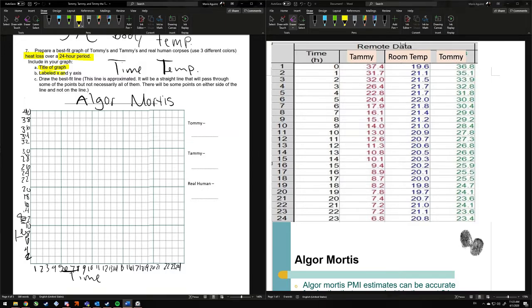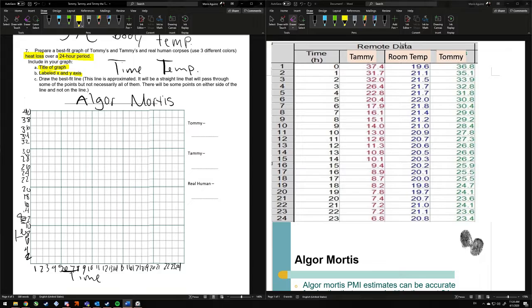That is complete. Next thing we need to do, draw the best fit line. The line is approximated. It will be a straight line that will pass through some of the points, but not necessarily all of them. There will be some points on either side of the line and some that are not on the line. This is worded a little bit confusing, because if you don't know what a best fit line is, then you're already not going to know what to do.